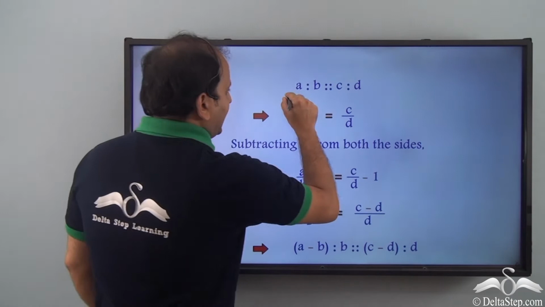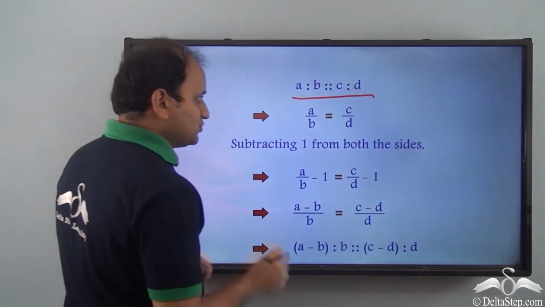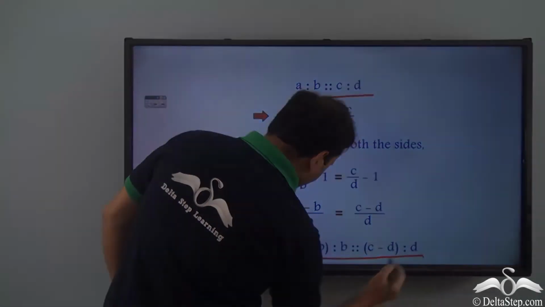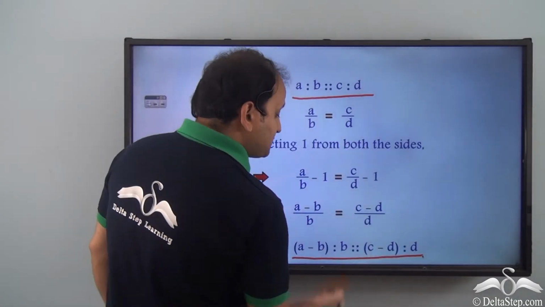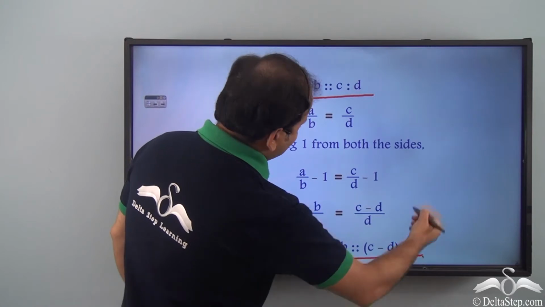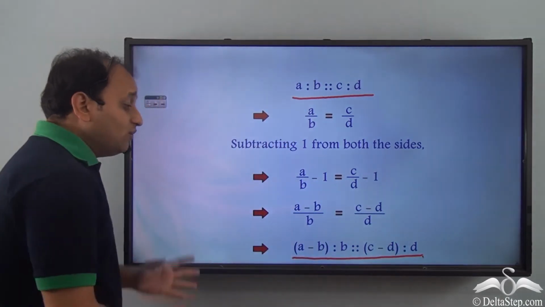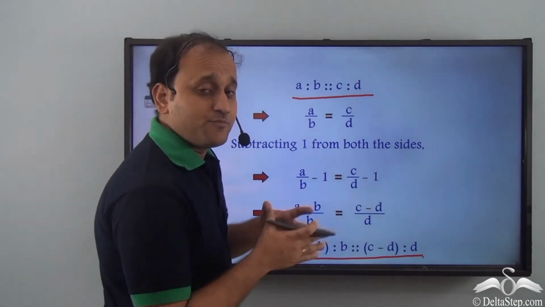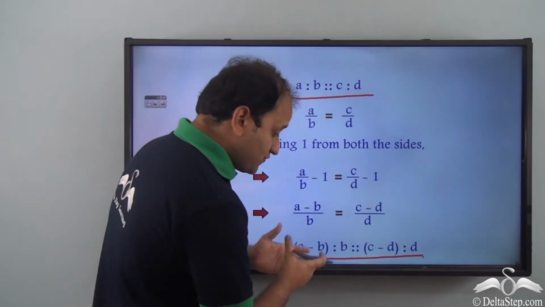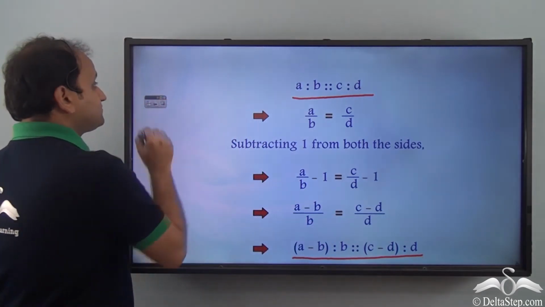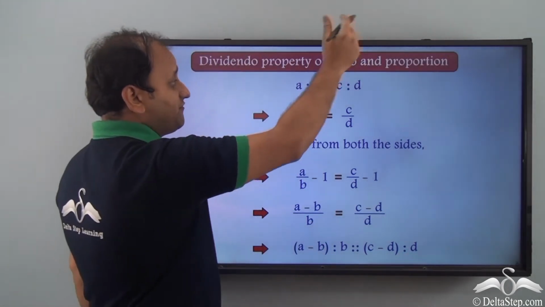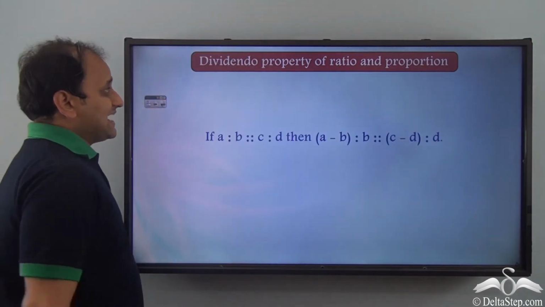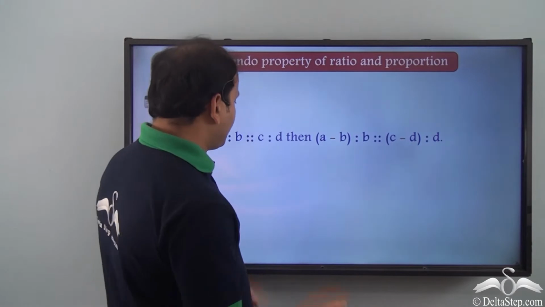So we had A is to B is proportional to C is to D, and from that we deduced this relationship. A minus B is to B is proportional to C minus D is to D. Now this relationship is a very important property of proportions, and what do we call it? We call it dividendo property of ratio and proportion. So what exactly is dividendo property of ratio and proportion?